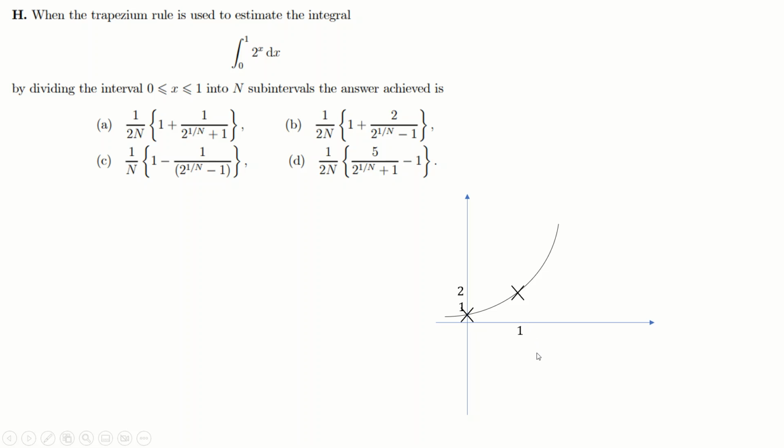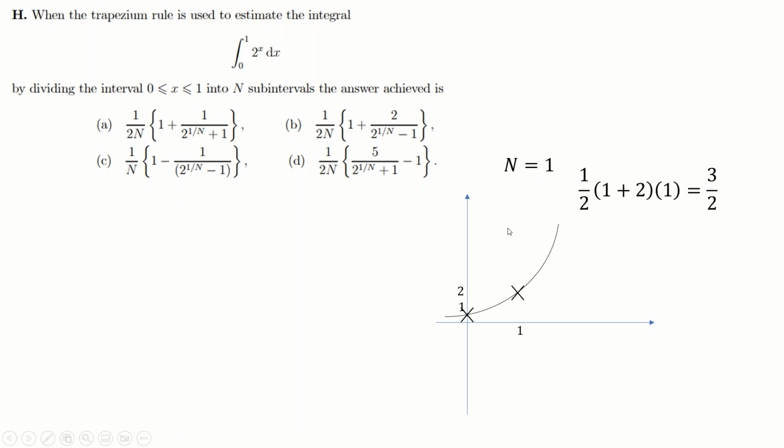So what I'm going to do instead is I'm going to say, okay, if n was just 1, if I just broke this into 1 interval, I would just use 1 trapezium, which would have height 1 here, height 2 there. So the area of this would be (1 plus 2) divided by 2, times the distance between them, which is 1, which is 3 over 2. So that's the area of the trapezium rule with n equal to 1.